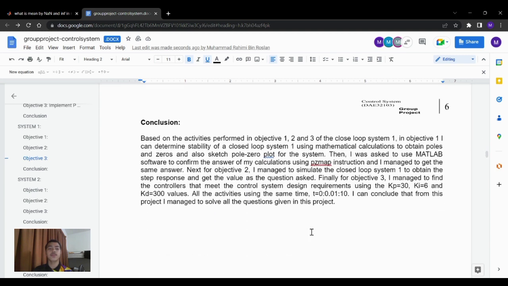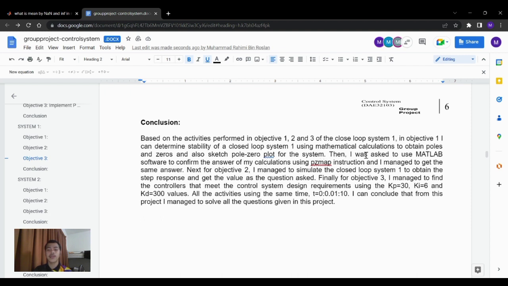Okay, finally, for the conclusion, based on the activities performed in objectives 1, 2, and 3 of the closed loop system 1, in objective 1, I can determine the stability of the closed loop system 1 using mathematical calculation to obtain poles and zeros and also sketch the pole zero plot for the system.